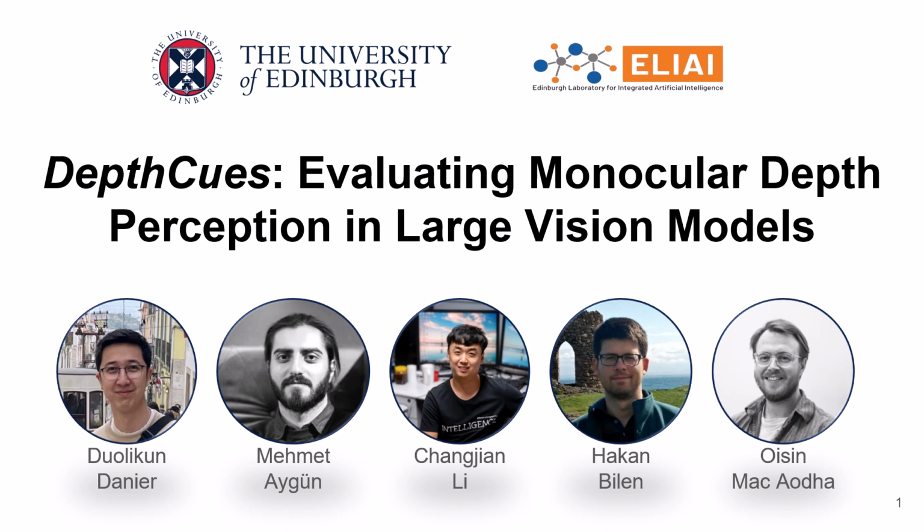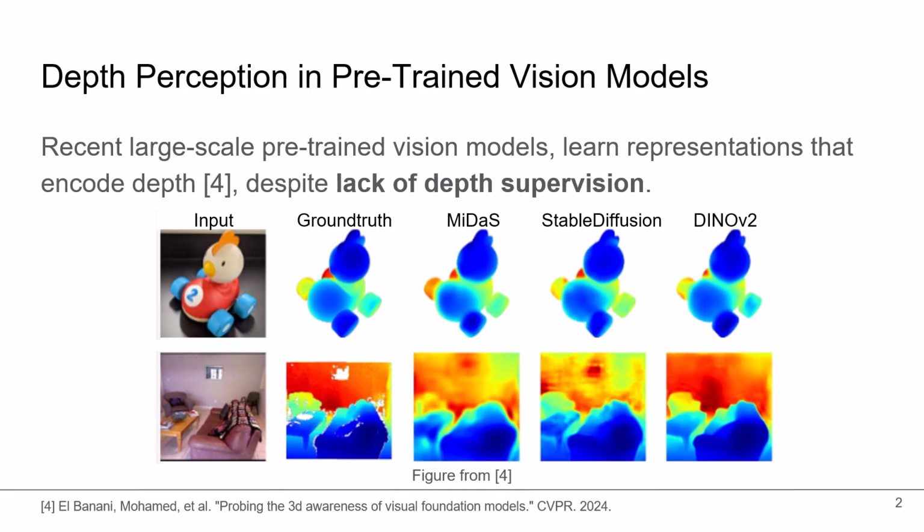We introduced DepthCues, a benchmark for evaluating human-like monocular depth cues in large vision models. Recent works have shown that visual foundation models seem to demonstrate a certain level of 3D understanding. For example, under linear probing, they can produce high-quality depth maps, indicating that these models have learned representations that encode depth, despite the lack of depth supervision.